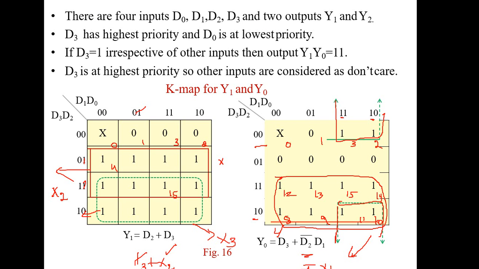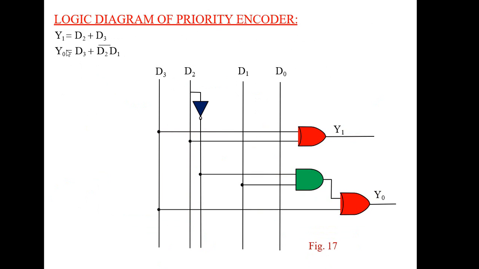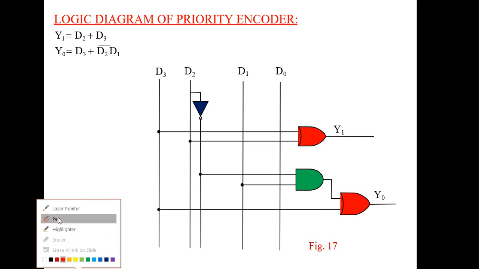Okay, so we have two inputs: D2 plus D3 and D3 plus D2 D1. For this you have to draw the logic diagram. Once you are drawing the logic diagram, what happens? See, y1 is this equation, y0 is this equation. So I have to make an OR gate, and in a similar way whichever other gates are necessary, you have to take them.